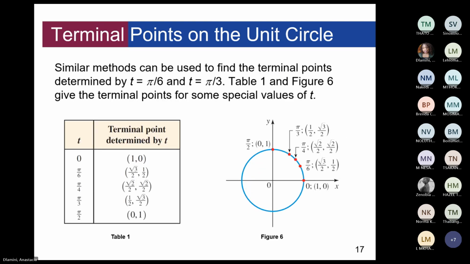Okay. Now they say similar methods can be used to determine the terminal points determined by t, which is pi over 6. What's pi over 6? What is pi over 6, guys? 30 degrees. Thank you. And t is pi over 3. What is pi over 3? 60 degrees. Okay. And then figure 6 gives the terminal points for some special values of t.